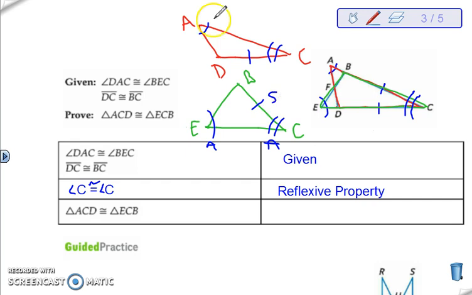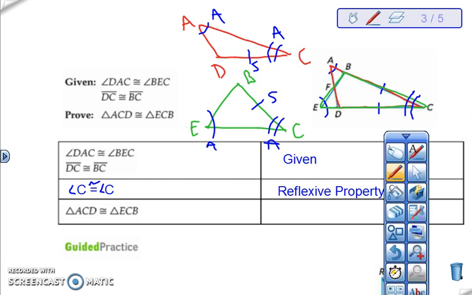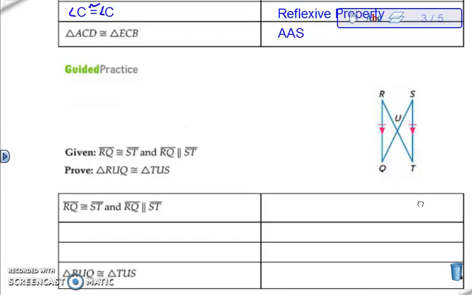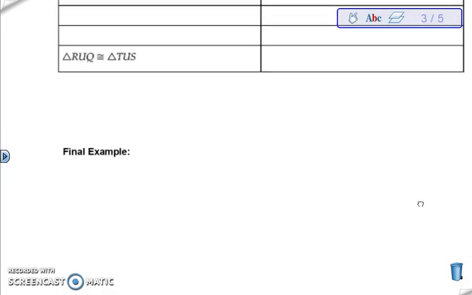Same thing over here, right? I've got an angle over here, an angle over here, and a side over here. So either way I look at it, this triangle has been proven congruent by angle, angle, side. Alright, so that is an angle, angle, side proof. Go ahead and try the next guided practice. Again, you're just going to sort of fill in the proof.